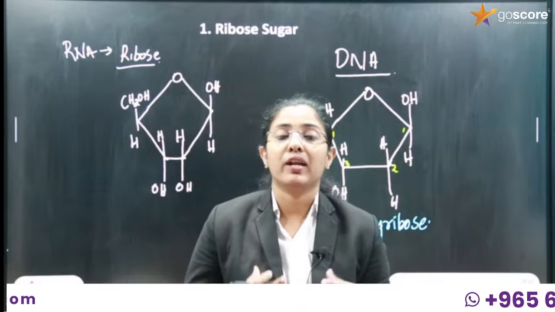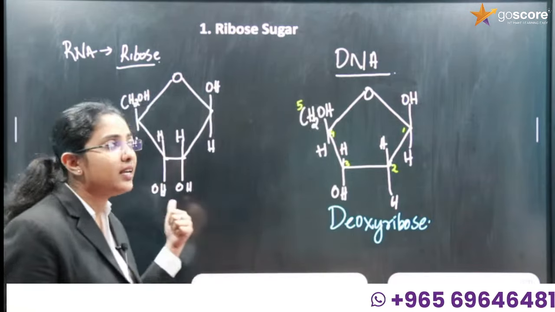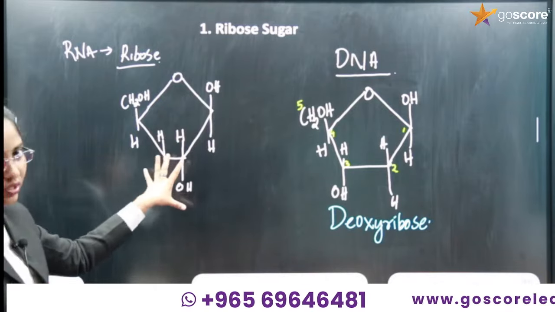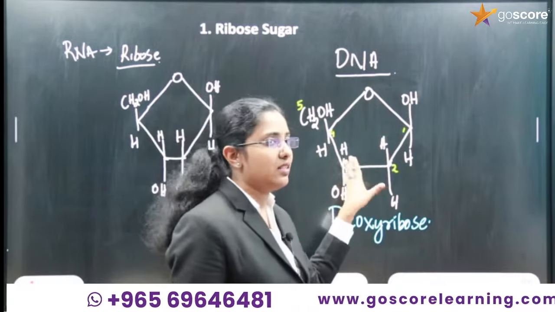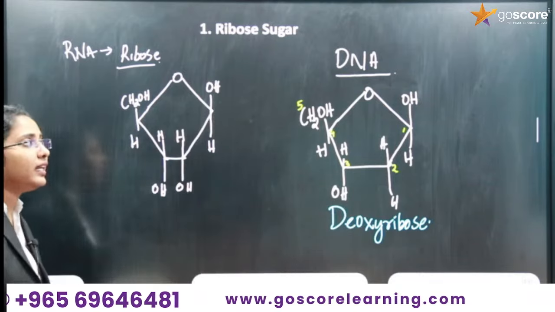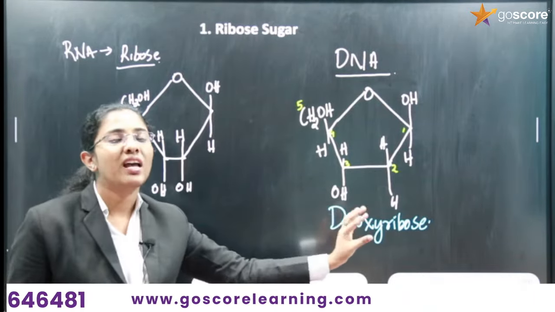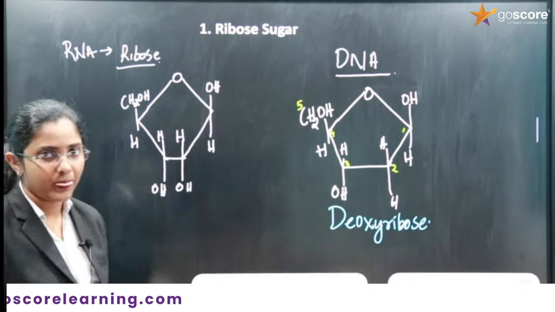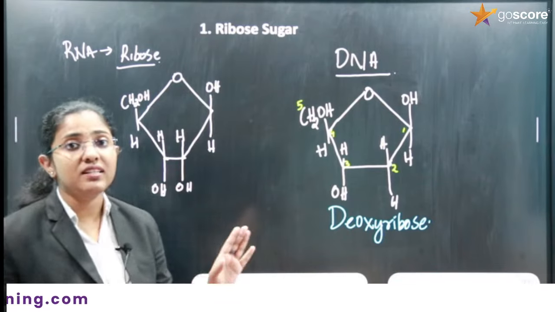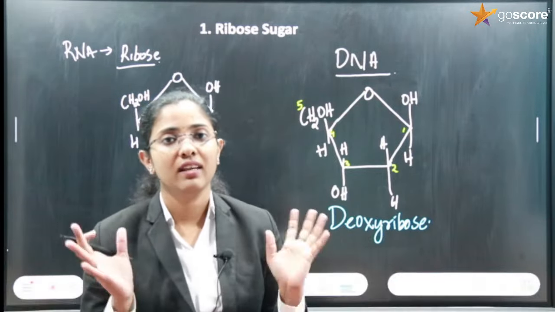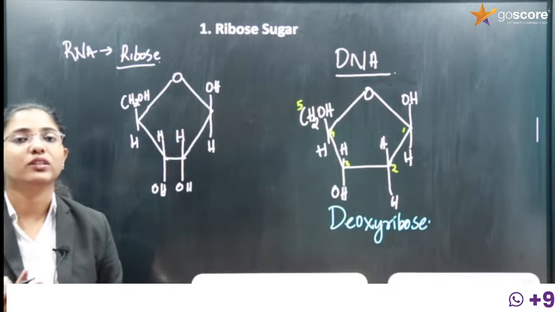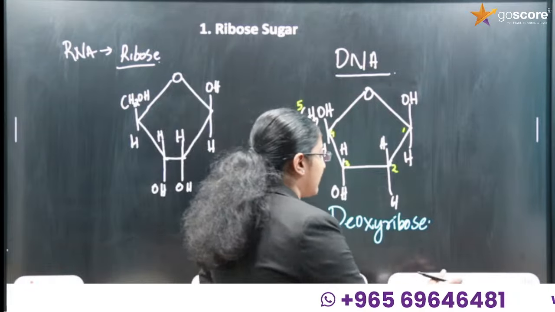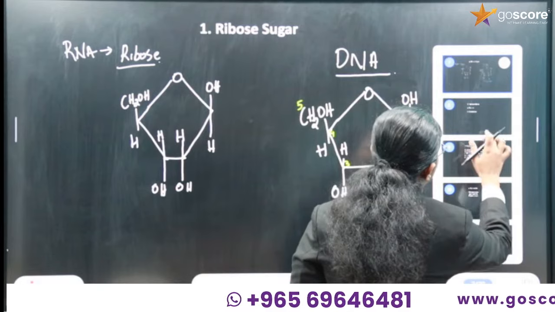If we are considering RNA, it is a ribose sugar. If we are considering the structure of DNA, the basic unit is deoxyribose, wherein the oxygen at the second position is eliminated. Clear? So this is the first component, ribose sugar, present in both DNA and RNA. Now we will move to the next component, nitrogen bases.